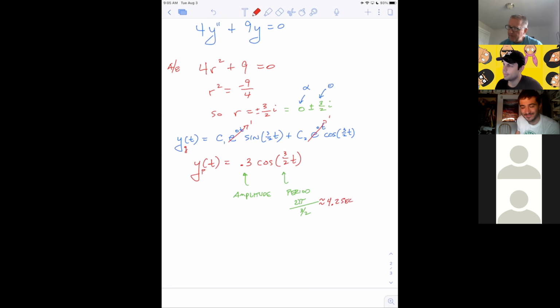Exactly. Now, it turns out the frequency, this is just kind of interesting, is the reverse of that. It is 3/2 over 2 pi. Again, you got a calculator. What's 1.5 divided by 2 pi? Somebody help us out. 2.35. Yeah, 2.25.